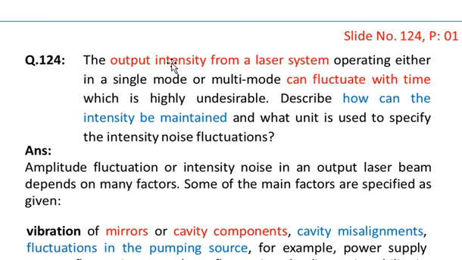Question: the output intensity from a laser system operating either in a single mode or multi-mode can fluctuate with time, which is highly undesirable. Describe how the intensity can be maintained and what unit is used to specify the intensity noise fluctuations.